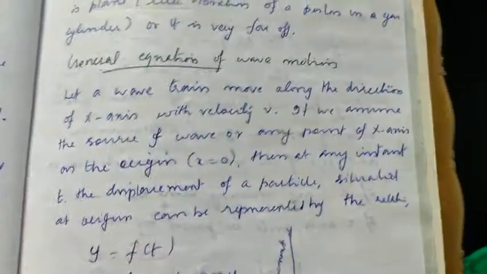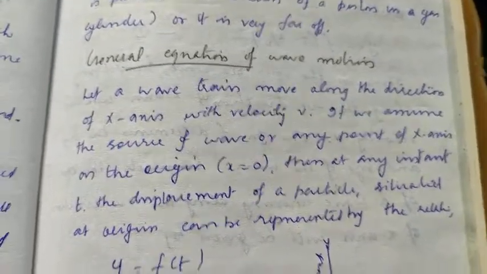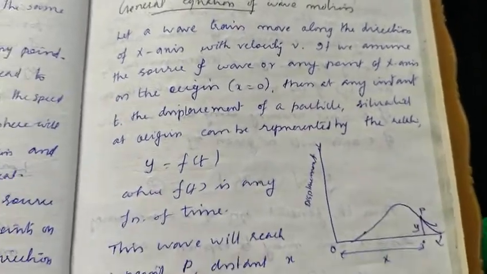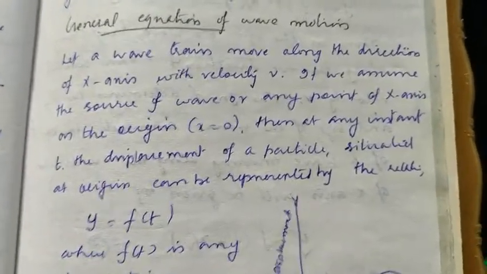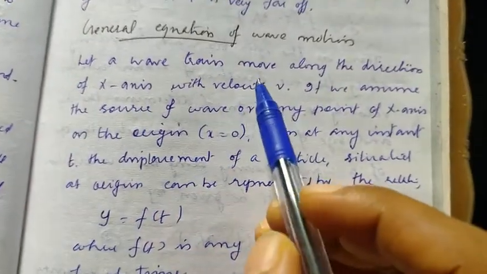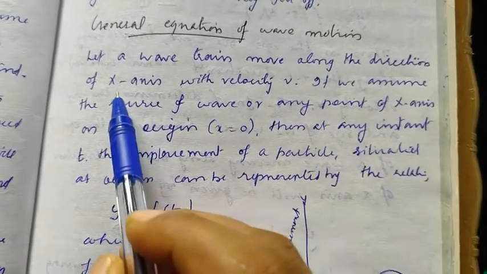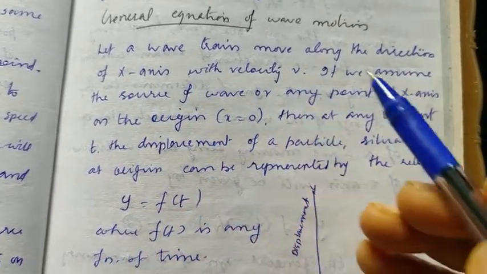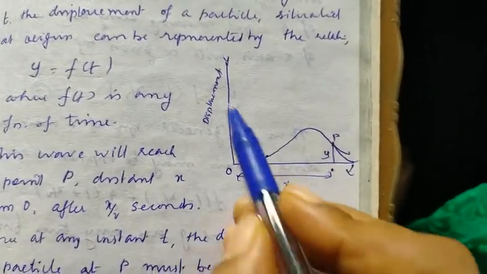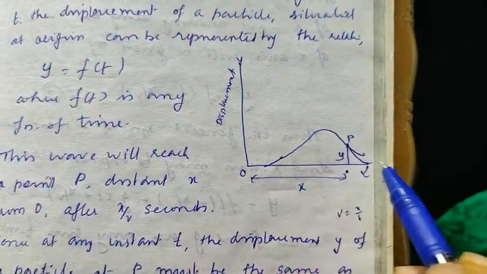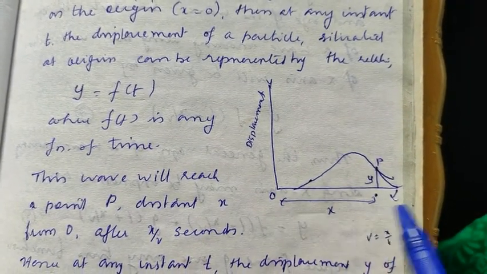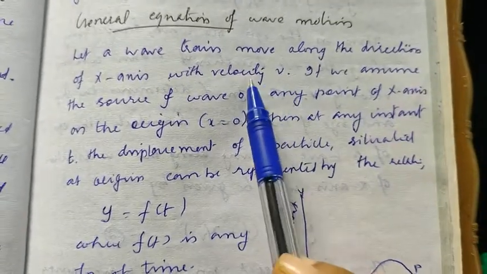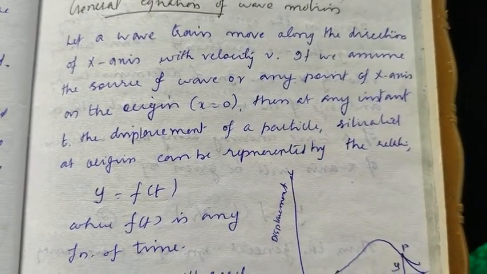Now we will discuss the general equation of wave motion. What is the general equation of wave motion? Suppose a wave train moves along the direction of the x-axis with velocity v. I have shown it here. This is y and this is the x direction. Suppose the wave is traveling along this. The direction of propagation is along the x direction, and the velocity of the wave is v.